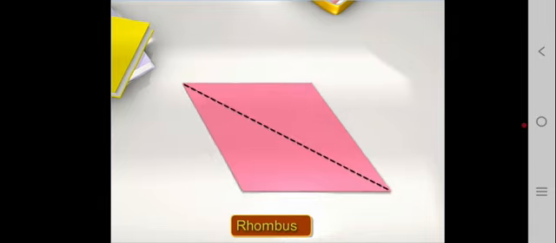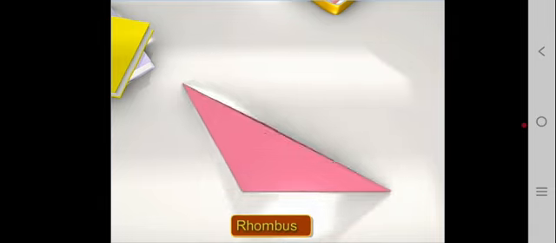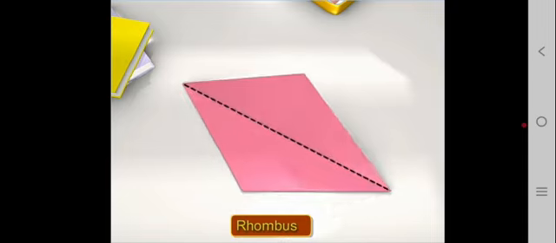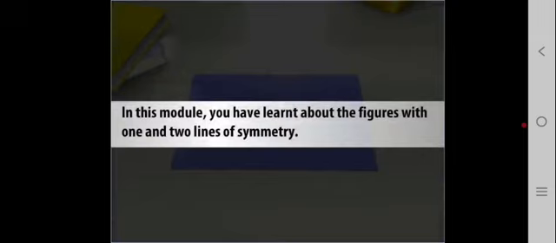Similarly, a rhombus is symmetrical about its two diagonals. The two diagonals represent the two lines of symmetry of rhombus. In this module, you have learnt about the figures with one and two lines of symmetry.